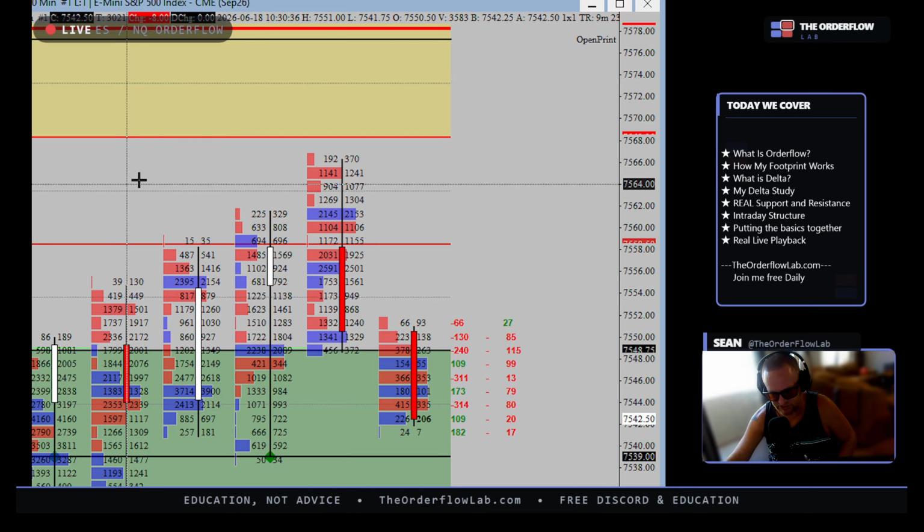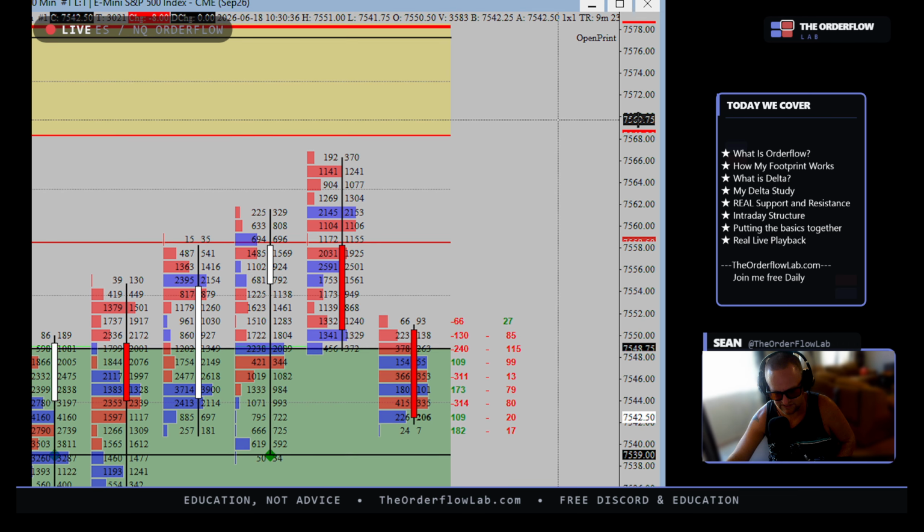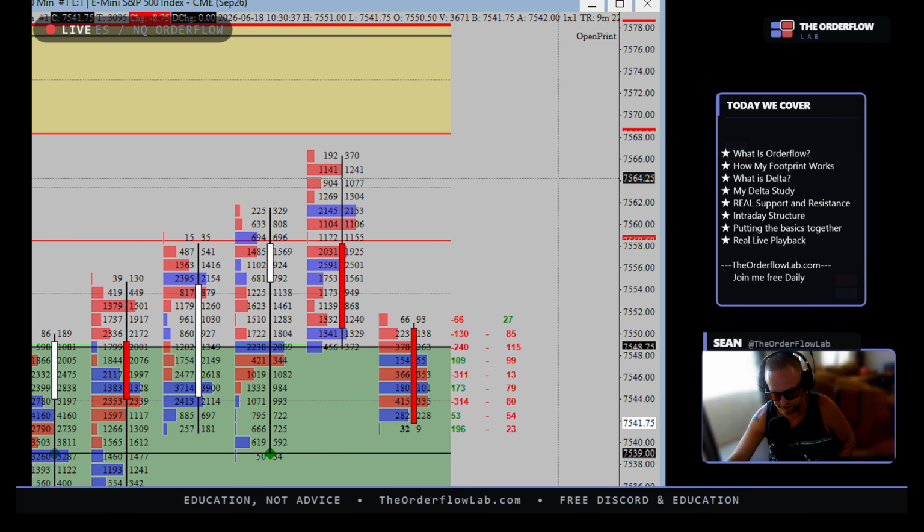But I want to get through a bunch of stuff because there's a whole sequence here that is really, really nice. We go all the way back up to 78 here, and you see this tremendous absorption and resistance and weak buys. And we reverse right off my 75.78. It's a beautiful thing. So let's let it rip.